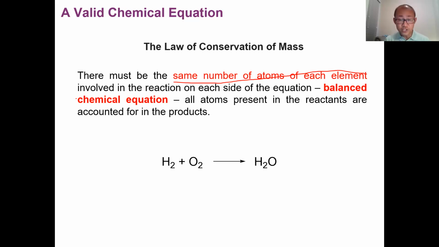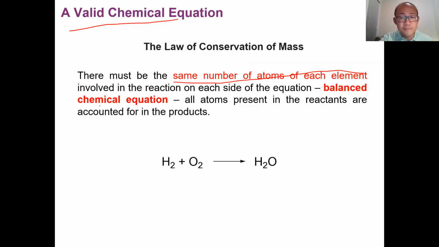If an equation does satisfy the law of conservation of mass, having the same number of atoms of each element on both sides, we call the equation a balanced chemical equation. And a balanced chemical equation is a valid chemical equation. That means all chemical equations have to be balanced. They have to be balanced.